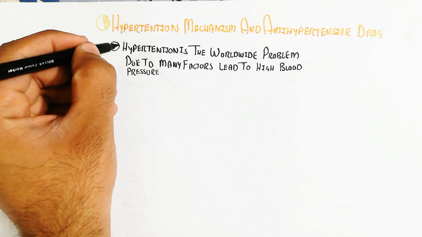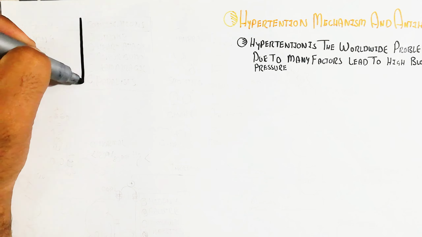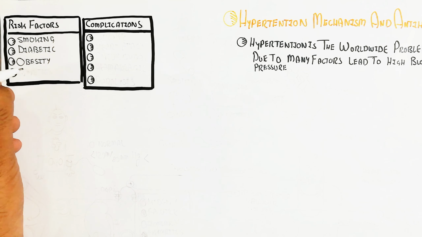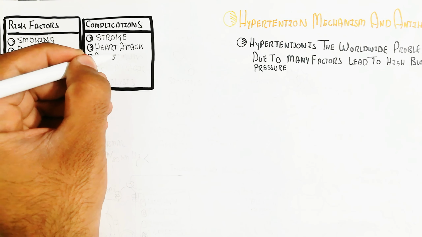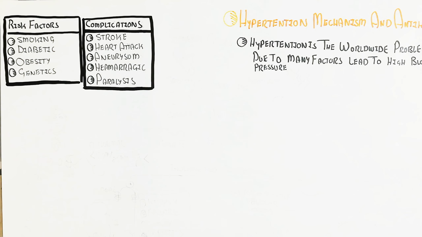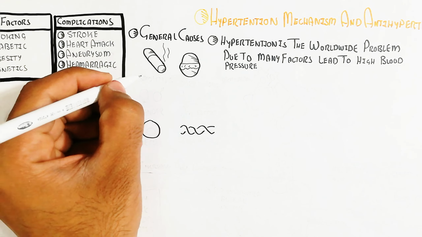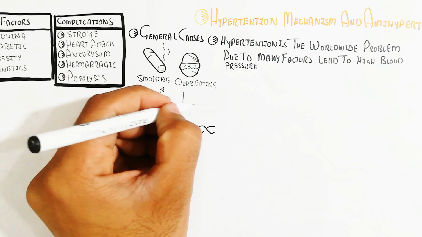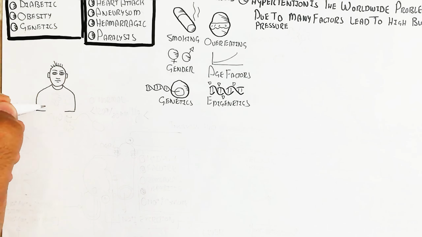In short, the risk factors for hypertension are smoking, which is number one, diabetes, obesity, and genetics. Smoking will also increase coronary heart disease, and it changes the heartbeat. The complications are stroke, heart attack, aneurysm, hemorrhagic shock, and paralysis. The general causes are smoking, overeating, gender, age, genetics, and epigenetics due to environmental factors, which basically include smoking and overeating itself.